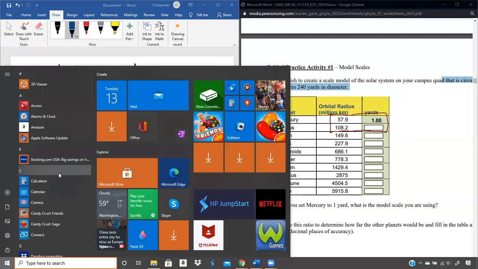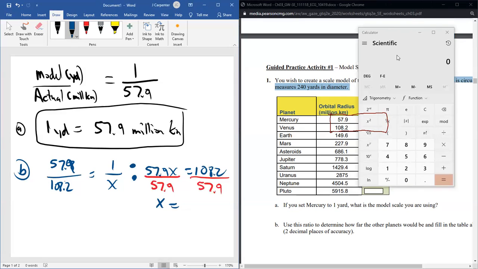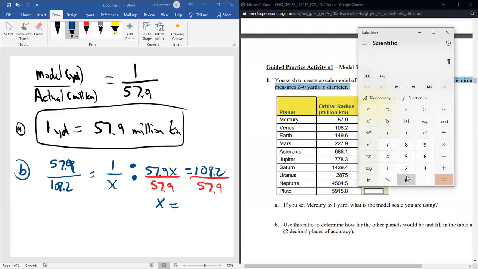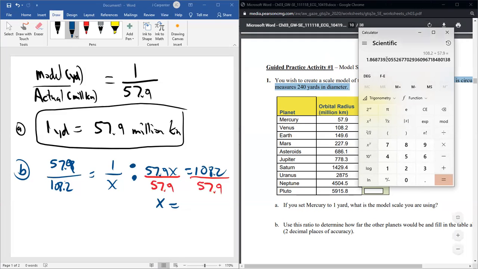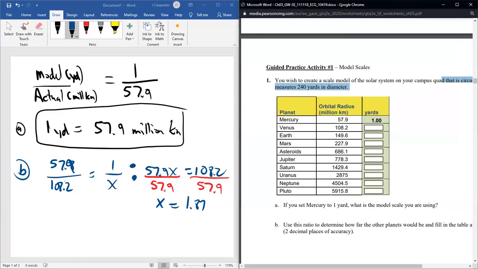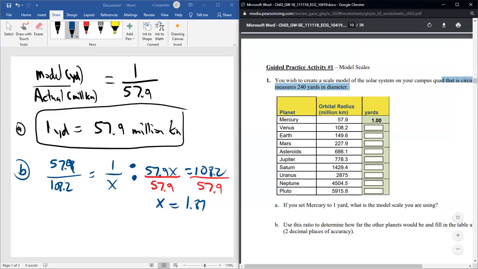Just this one today. And let me clear my screen since that's getting in the way now. So we got 108.2 divided by 57.9. And we get 1.87 when we round to the nearest second place. 1.87. So that would be 1.87 for the distance from the sun to Venus.